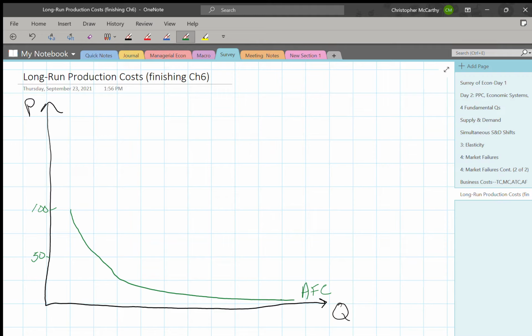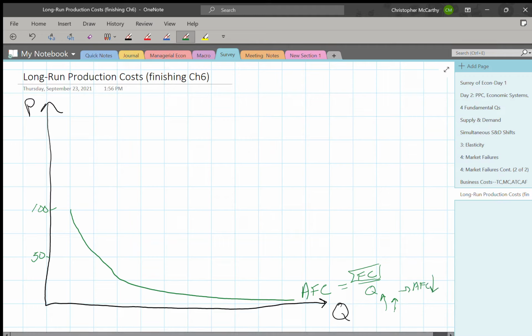Why does it get very close? Well, because this gets smaller and smaller the greater the quantity is, because this equation is just my fixed cost over the quantity. My fixed cost doesn't change, so as the quantity gets higher, the average fixed cost gets smaller and smaller, right? Anytime we increase the size of a denominator, the fraction is going to get smaller. So that's our average fixed cost.